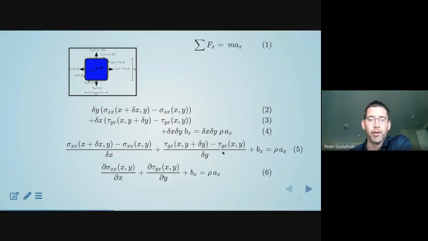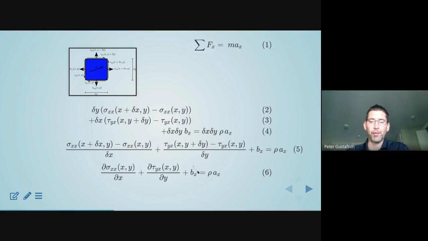So that whole thing just simplifies to this expression. Partial sigma xx partial x plus partial sigma yx partial y plus bx is equal to rho ax. This is a differential equation. It actually has a coupling between the x direction, the y direction, the normal stress, and the shear stress. And then, of course, we have still this body force and acceleration term.